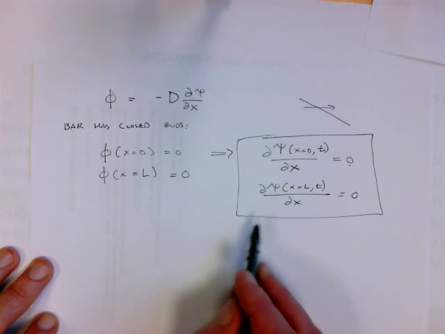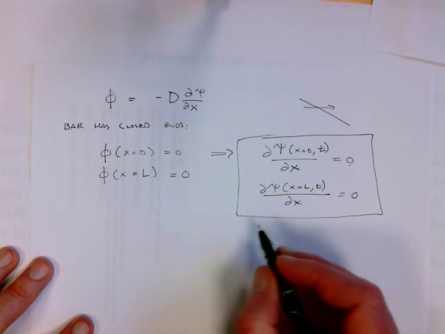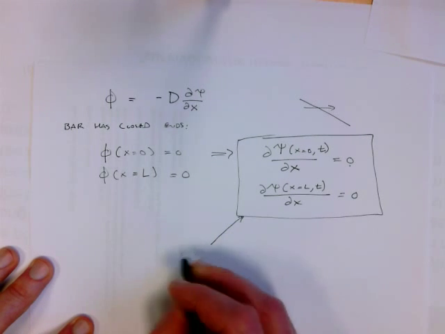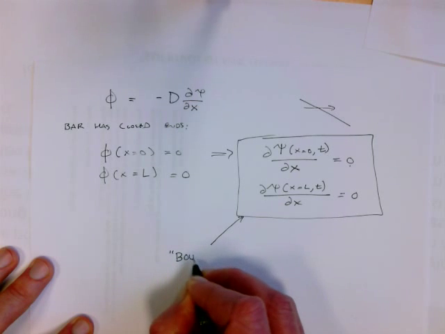So if we look at this, this is a new kind of condition, and one that you probably haven't seen as much before. This is what's called a boundary condition, or a set of boundary conditions.